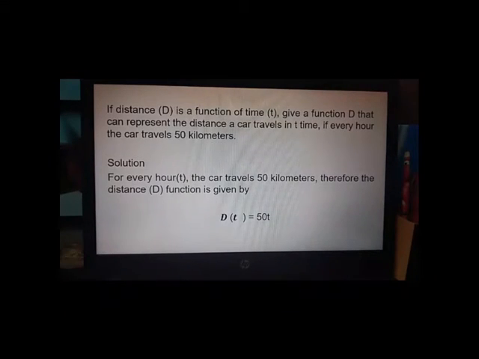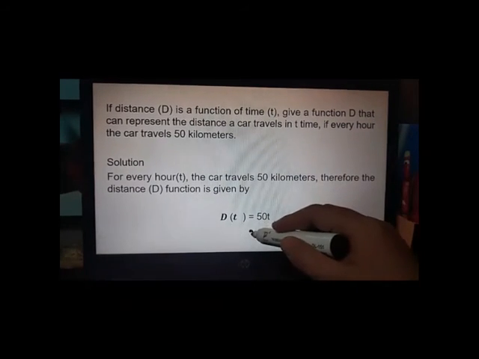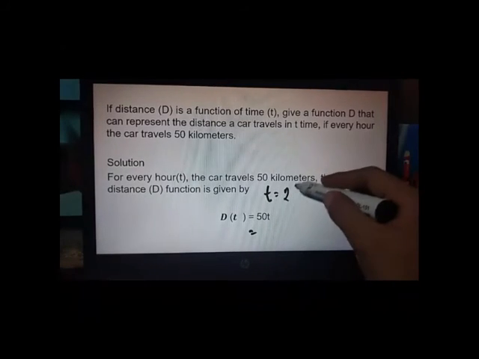Okay, another example using function in real life. If distance d is a function of time, give a function d that can represent the distance a car travels in t time, if every hour the car travels 50 kilometers. So you have the solution there. For every hour the car travels 50 kilometers. Therefore, the distance function d is given by d of t is equal to 50t. What if the car travels 2 hours? Let's say t would be equivalent to 2 hours.